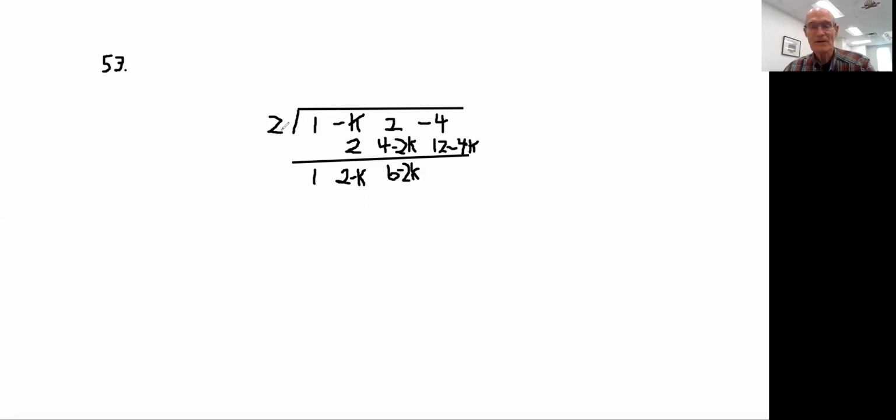Now, if 2 is going to be a root and x minus 2 is going to be a factor, then when I add these two terms here, I get 8 minus 4k, and this has to be equal to 0. So I solve this for 0, and I get 4k equals 8, so k equals 2. Okay, now those are the two types of problems that we really talked about today.